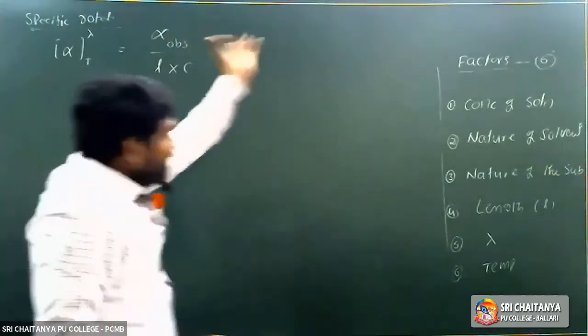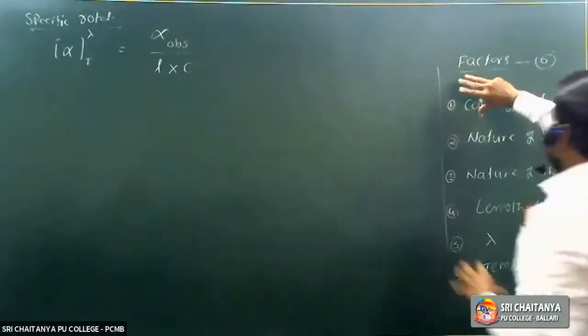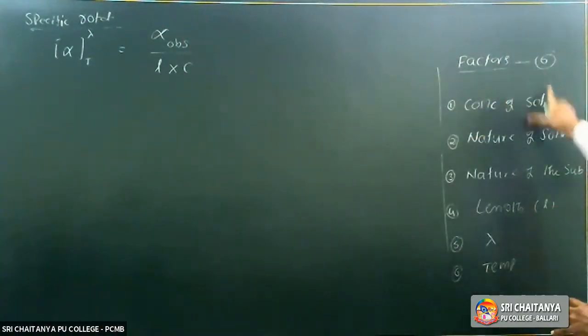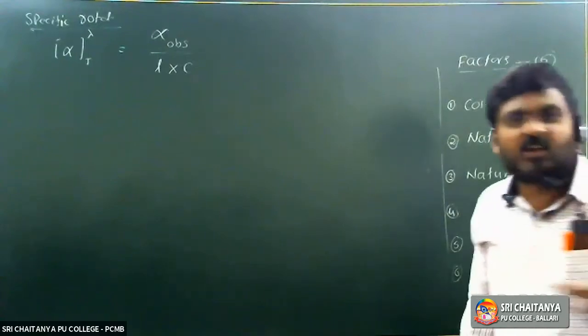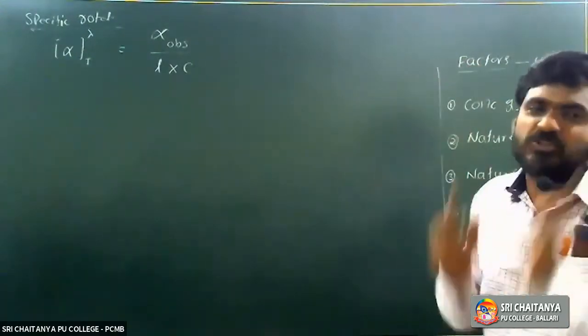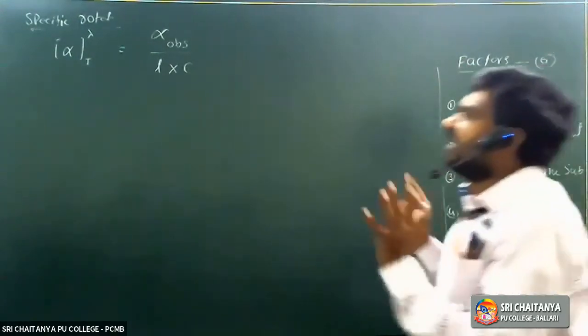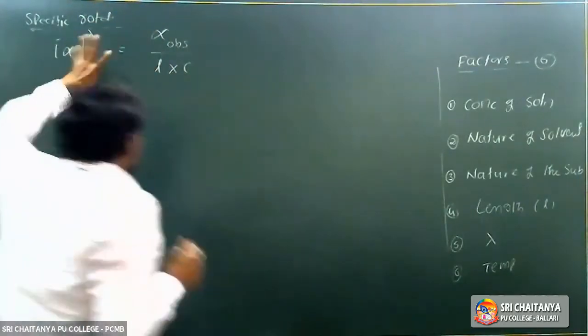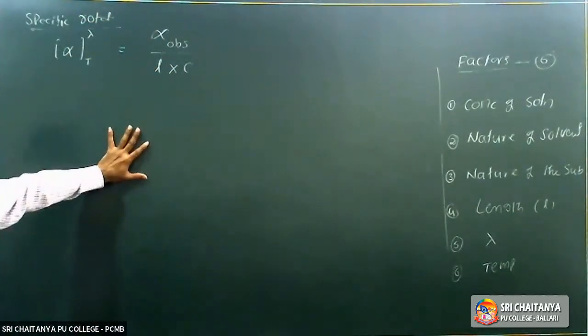The rotation of plane polarized light depends on 6 factors, but specific rotation is independent of the length of the tube and the concentration.